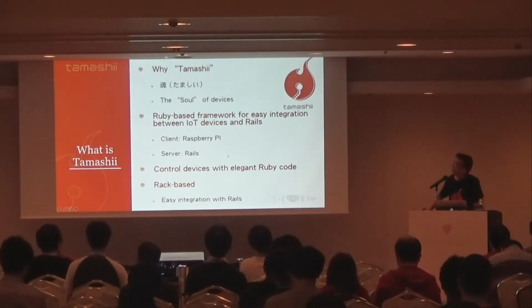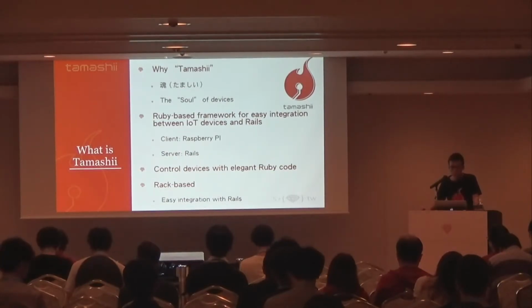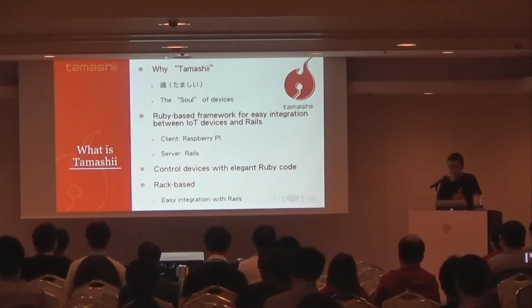Tamashii is a Japanese word, and it stands for the soul or the spirit. The reason we call it Tamashii is that we hope we can give a soul to a device, so we can control the device more easily. In short, Tamashii is a Ruby-based framework for easy integration between IoT devices and Rails. It covers both the client side and the server side.